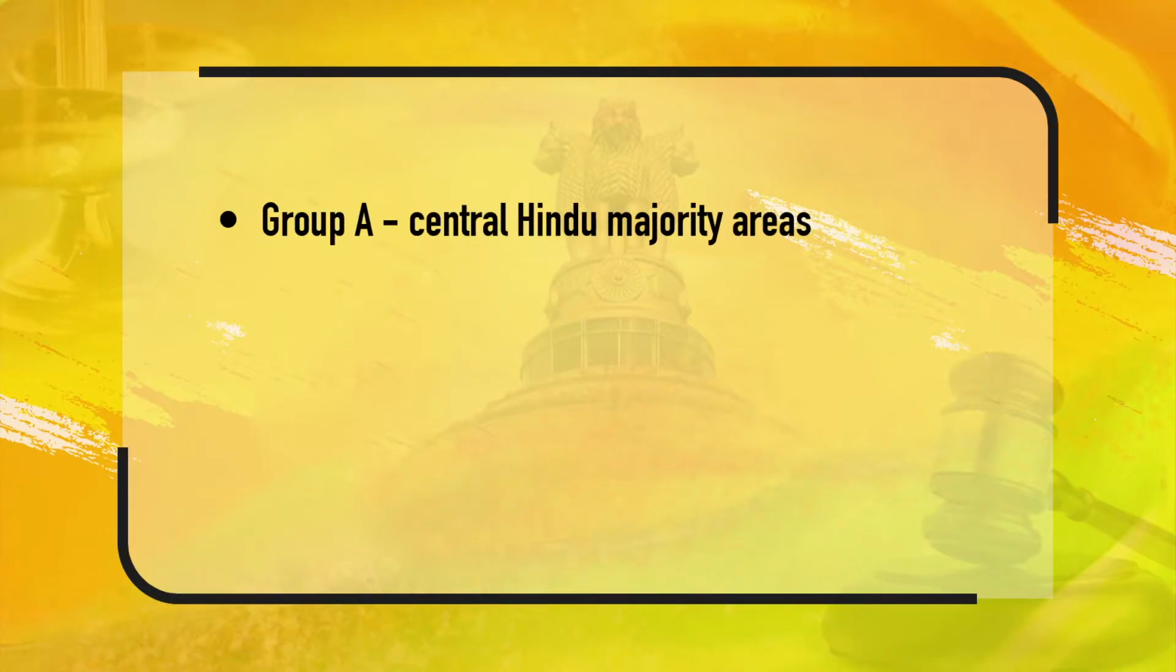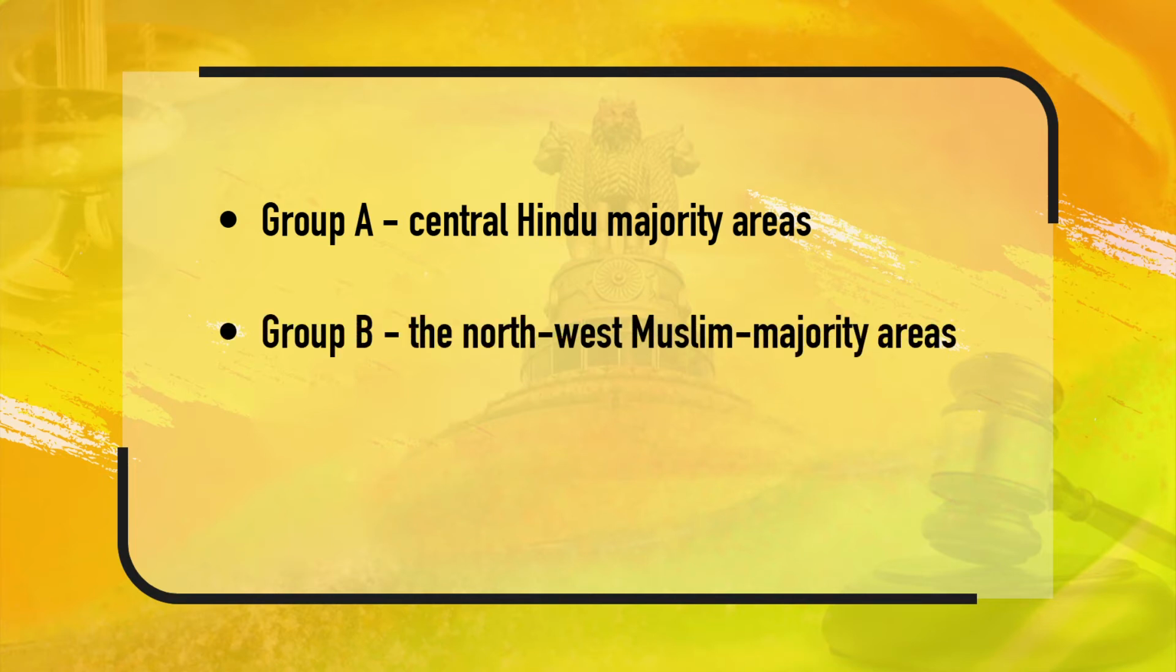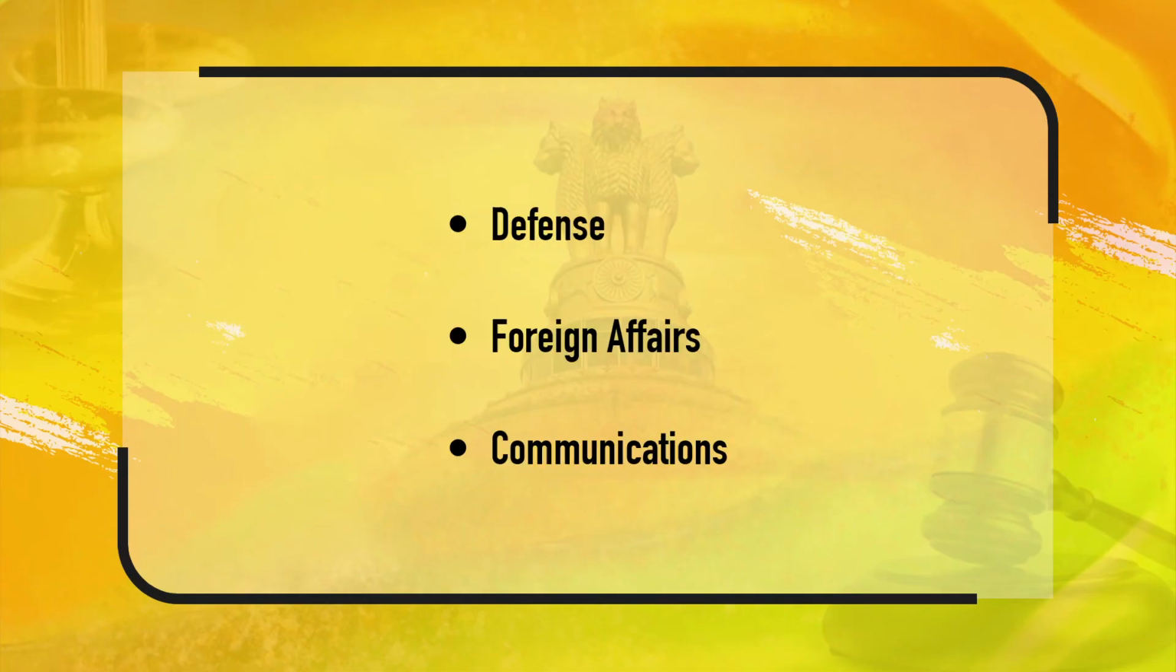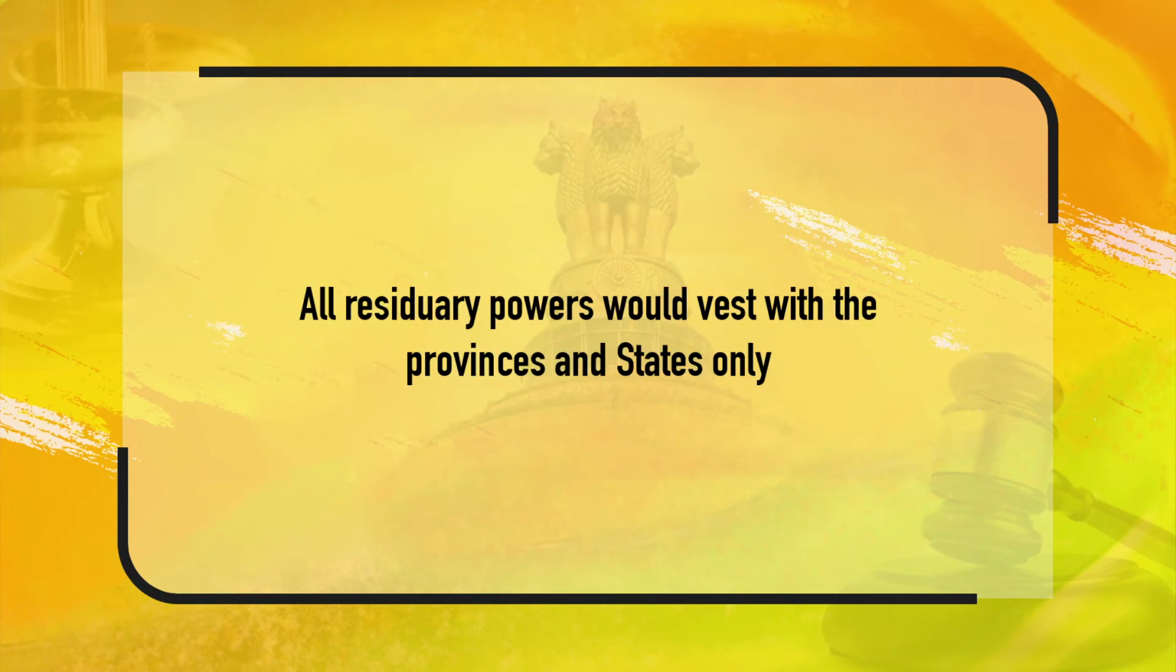Group A was to comprise central Hindu majority areas, Group B the northwest Muslim majority areas, and Group C would comprise Assam and Bengal. The central government was to be a small government with power and authority to deal with 3 subjects only: defense, foreign affairs and communications. All residuary powers would vest with the provinces and states only. It was on the basis of this formula that a constitution acceptable to all concerned was to be framed.